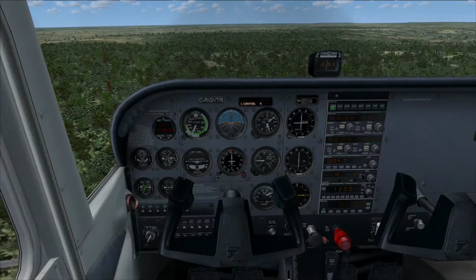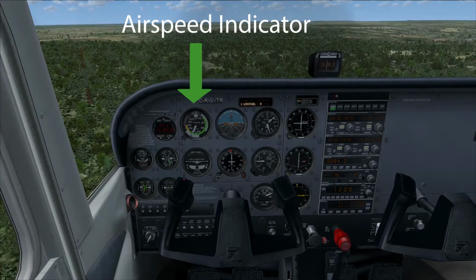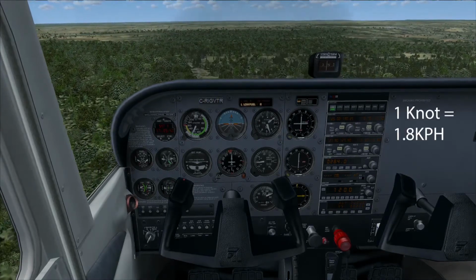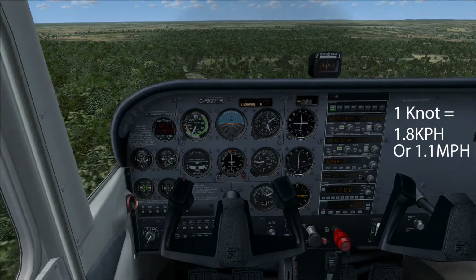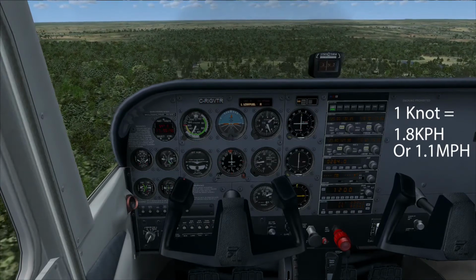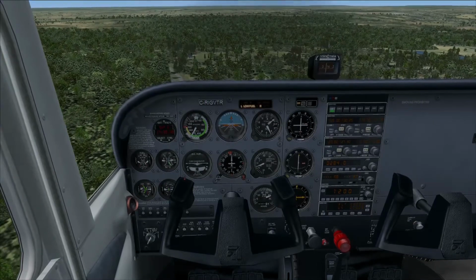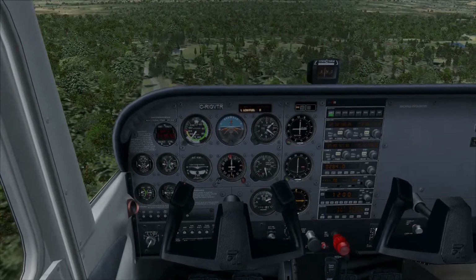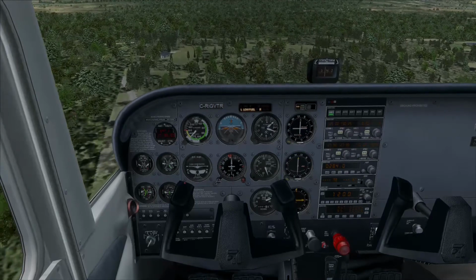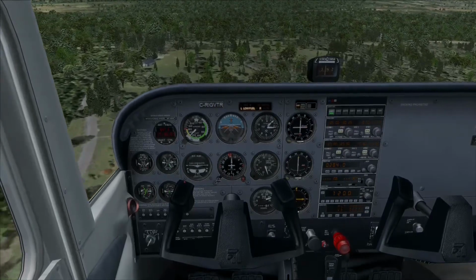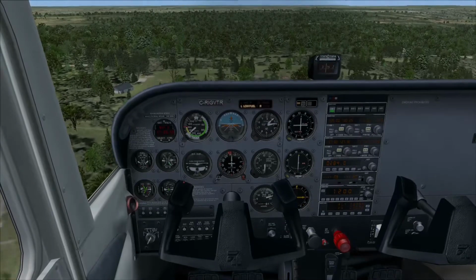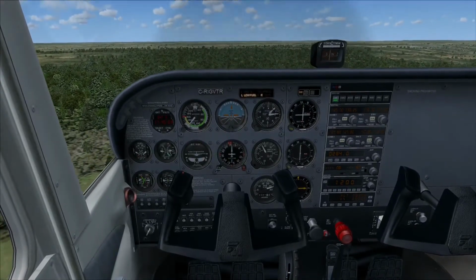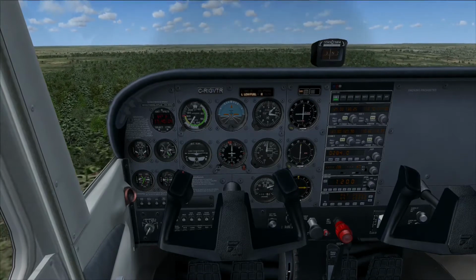Starting on the top left with the airspeed indicator measured in knots. 1 knot is equivalent to 1.8 kilometers per hour or 1.1 miles per hour. Don't let airspeed get too low or you'll stall like we saw in our first lesson. Don't go too fast or you'll cause stress on the airframe. Each airframe has a maximum speed it can handle before it starts bending and resulting in structural failure. In other words, we don't want the airplane to fall apart because we're going too fast.